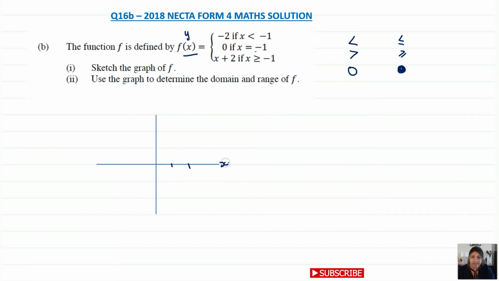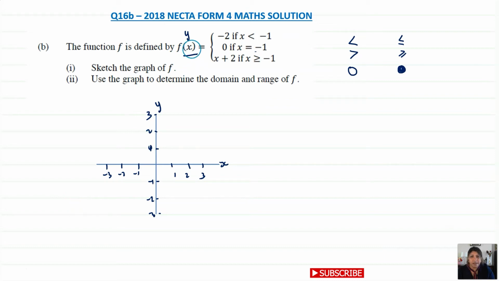So this is your x-axis and this is your y-axis. Let's just say that's 1, 2, 3. And here you have -1, -2, -3, and on the other side 1, 2, and 3. So that's your quick sketch.